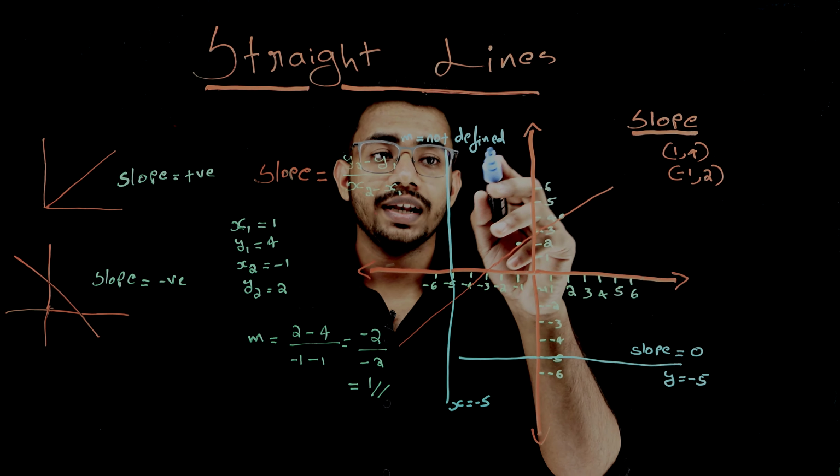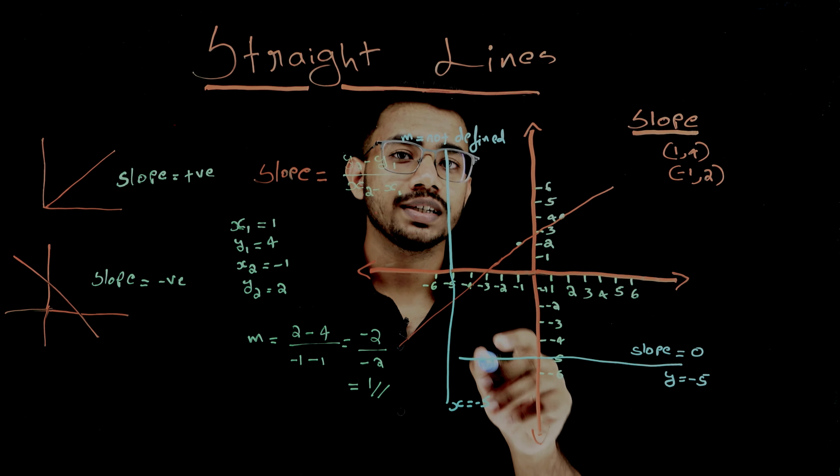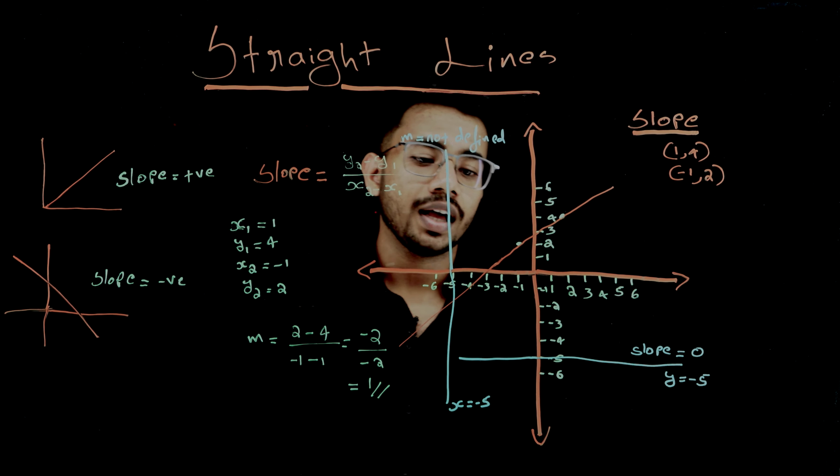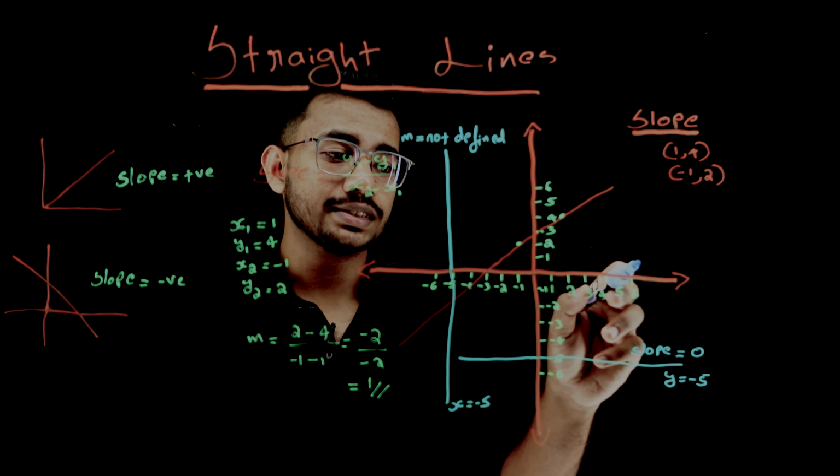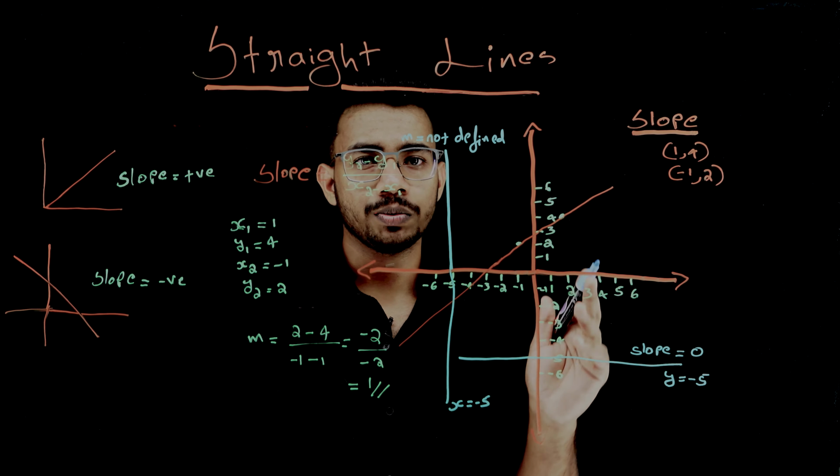So for a line that is parallel to the y-axis, the slope is not defined. And for a line which is parallel to the x-axis, the slope is 0. I hope that idea is clear.